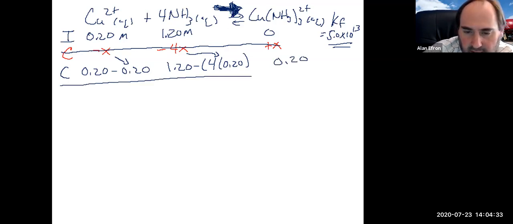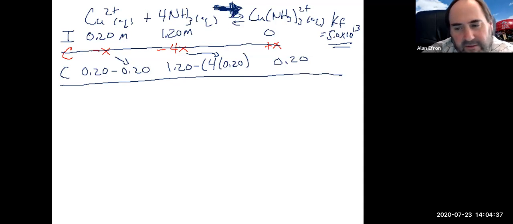Any questions on that part of the table so far? It's very similar to what we do when we do maybe titrations or buffers, where we know what the change should be. Here we kind of combine the initial and change together. That way when we get to our equilibrium, we end up with 0 for our copper 2. We end up with 0.4 molar here, and we end up with 0.2 molar here.